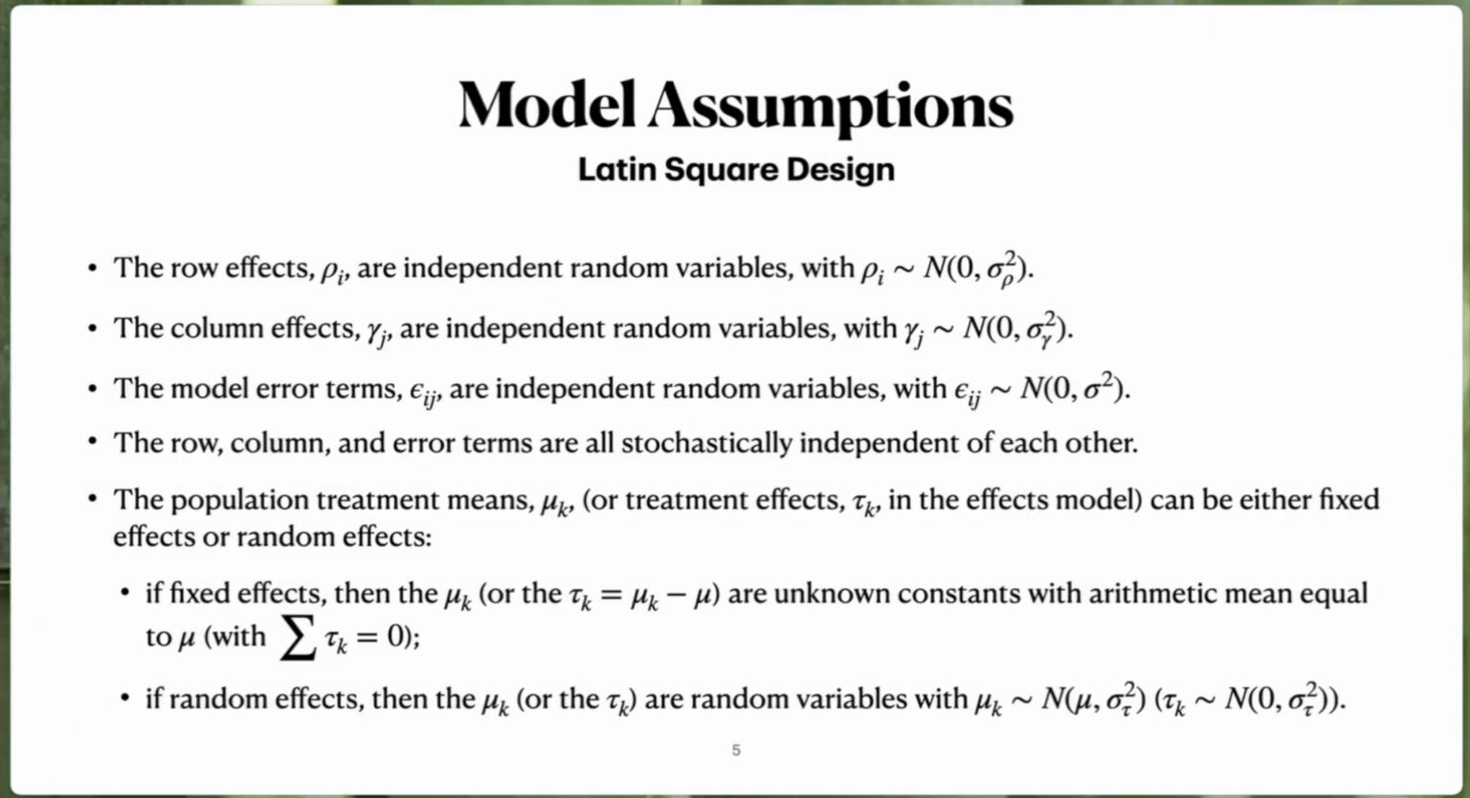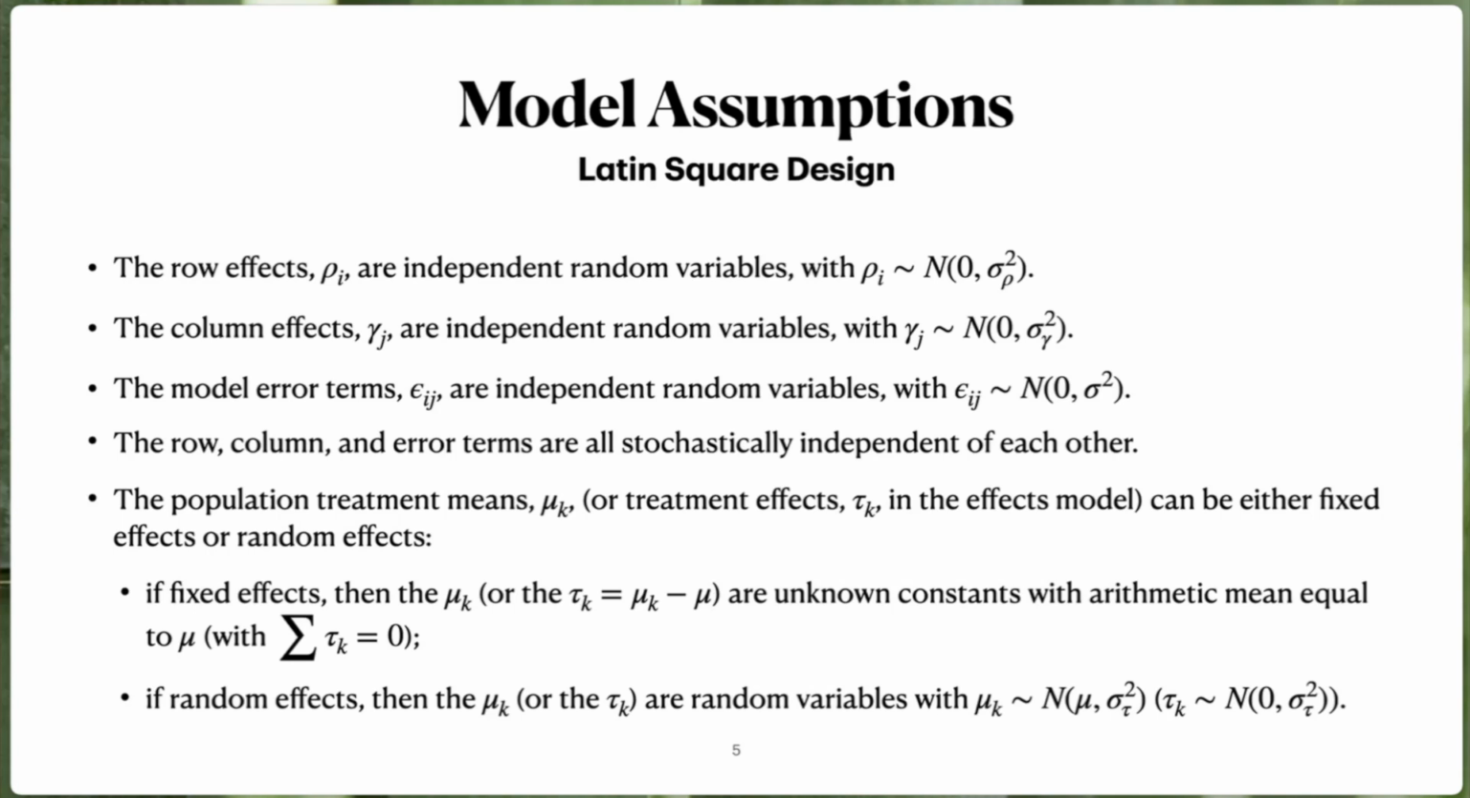Now let's look at the assumptions associated with the statistical model for the Latin square design. First of all, the row and the column effects are treated as random effects, just as in the randomized complete block design. In the randomized complete block design, remember that we were accounting for one extraneous source of variability, and that source of variability was treated as a random effect. Now, in the Latin square design model, the Latin square is essentially designed to account for two extraneous sources of variation. So we have these two sources that we include in the model.